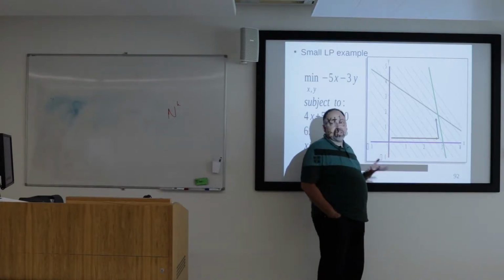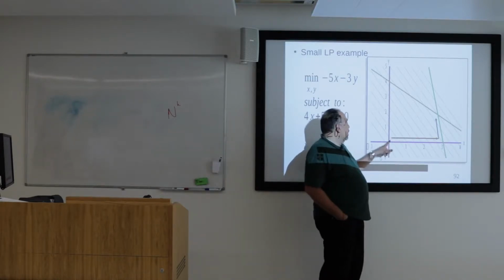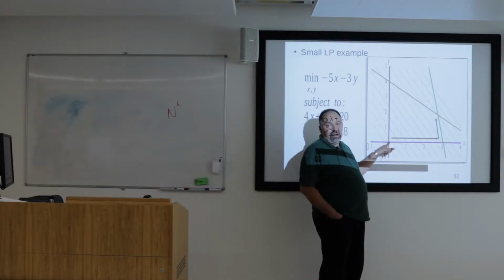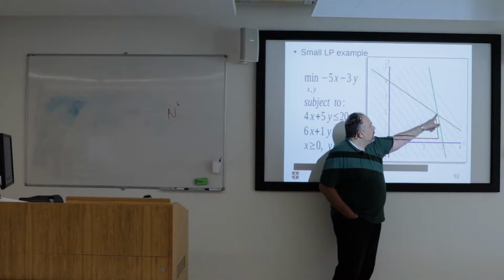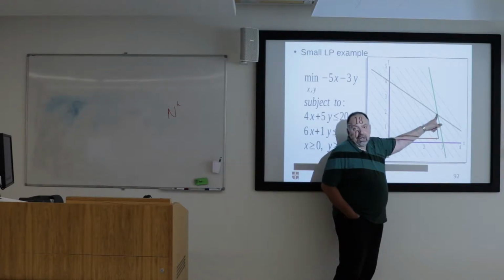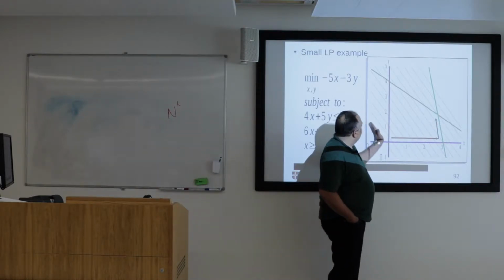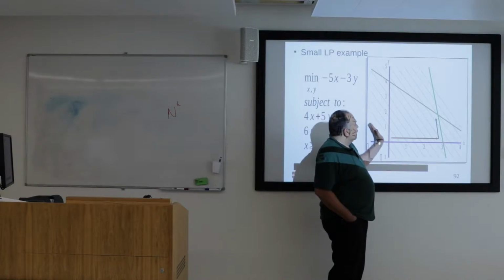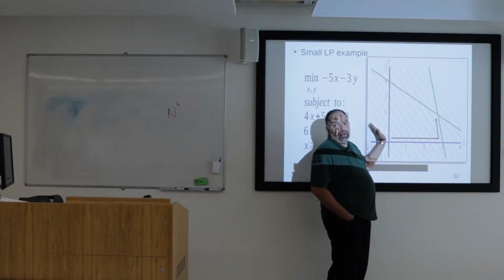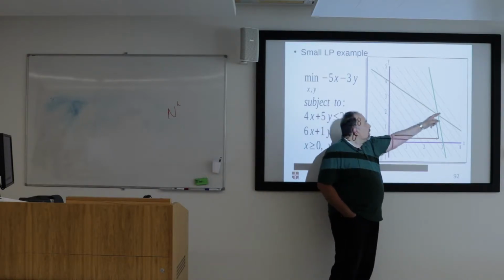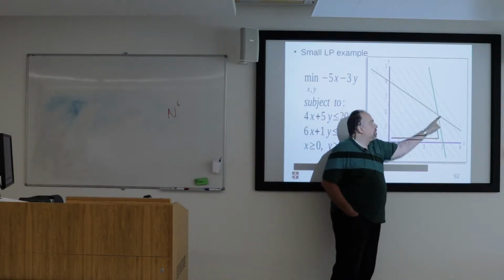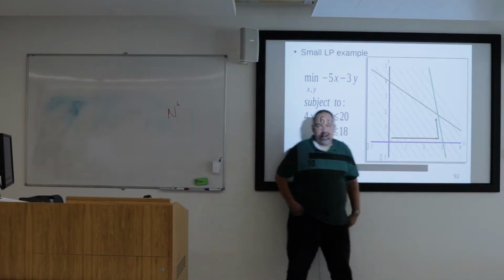And if I used simplex to solve it and started from vertex 0, 0, I would move to this vertex and then to this vertex, which is the optimal solution. And I'm showing also the contour planes of the objective function as these parallel thin blue lines, the minimum being in that direction. So it's here.